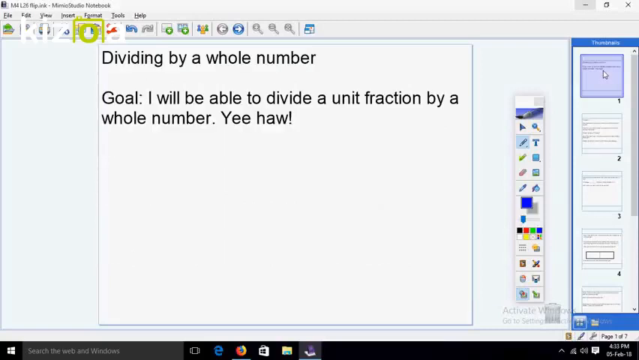All right, so lesson 26, we are going to now be dividing by a whole number. Our goal is I will be able to divide a unit fraction by a whole number. Yeehaw! So yesterday we did the flip side. We had a whole number and we divided by a fraction. Today we're turning it around and we're dividing by a whole number.